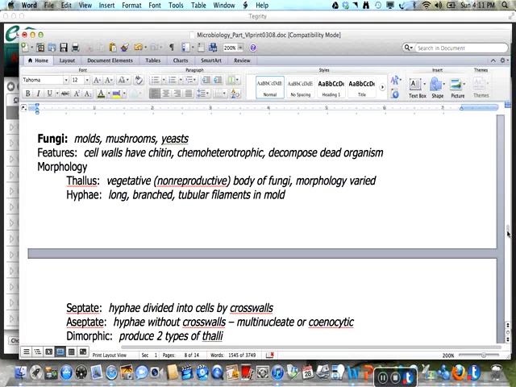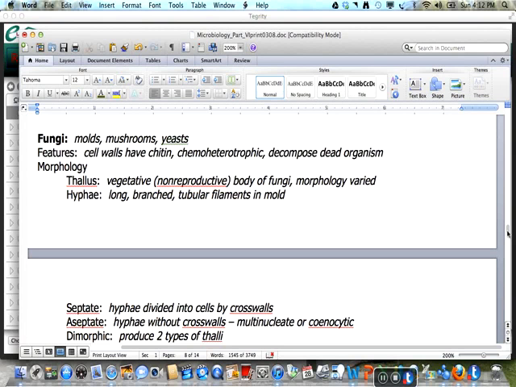Fungi include mold, mushrooms, and yeasts. Their cell walls have chitin, and they are chemoheterotrophs, which decompose dead organisms. Their morphology is more complex than prokaryotes. The thallus is the vegetative or non-reproductive body of the fungi, with a great deal of variation.